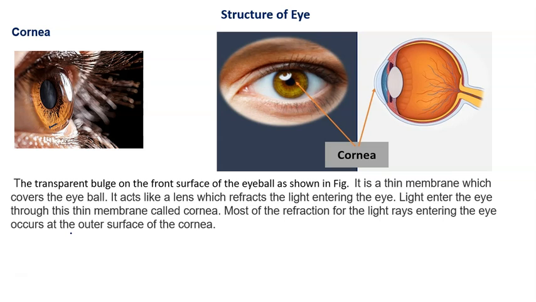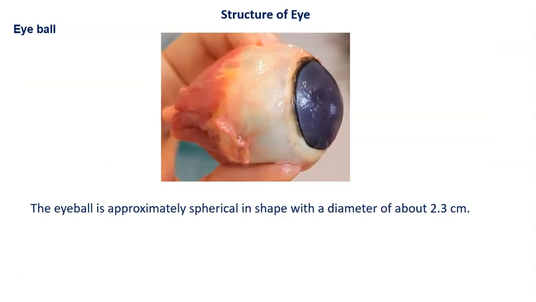Most of the refraction for the light entering the eye occurs at the outer surface of the cornea. So this front bulging part through which the light enters is known as the cornea. This front bulging part is visible to all of you. Eyeball. The eyeball is basically spherical in shape with a diameter of about 2.3 centimeter. So this is the design of the eyeball. It is spherical and the diameter is approximately 2.3 centimeter.